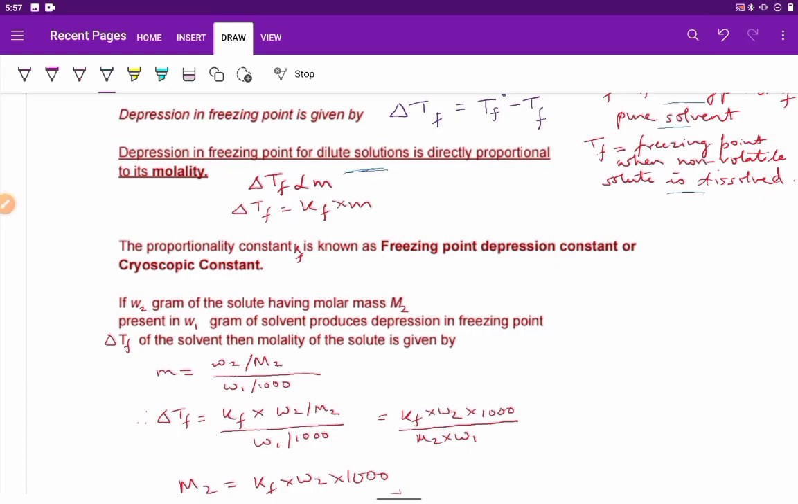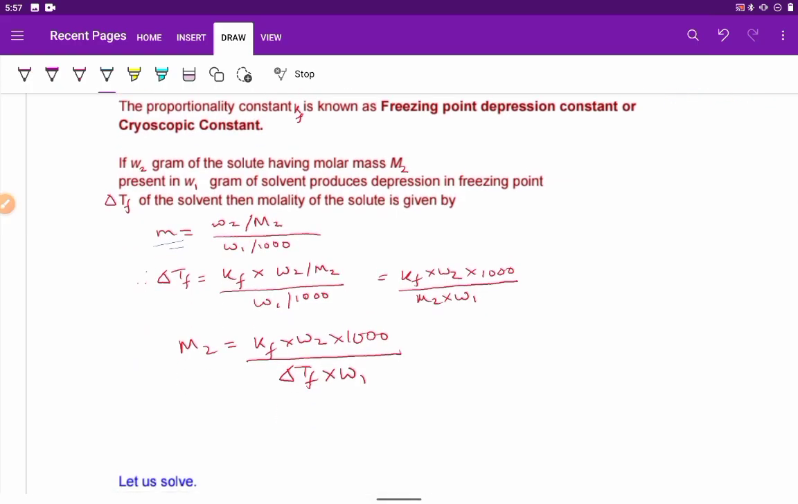But delta Tf was Kf into m. So we multiply this m with Kf. So delta Tf equal to Kf into W2 by M2 divided by W1 by 1000. On rearranging, M2 goes to the denominator and 1000 goes to the numerator side. So we get Kf into W2 into 1000 divided by M2 into W1.